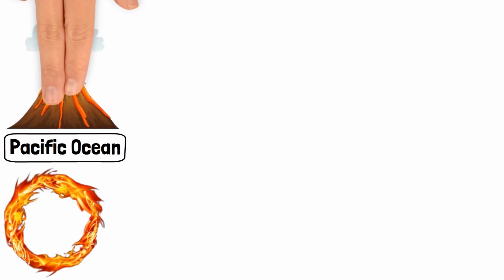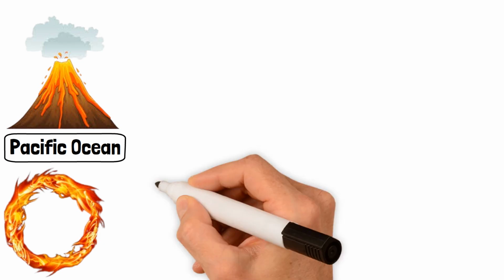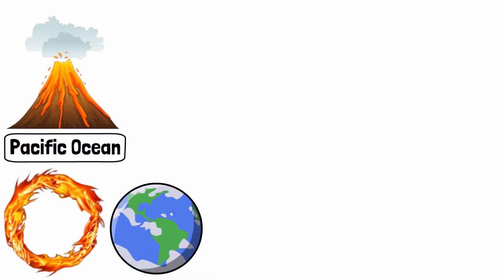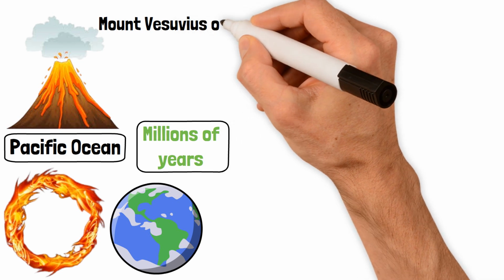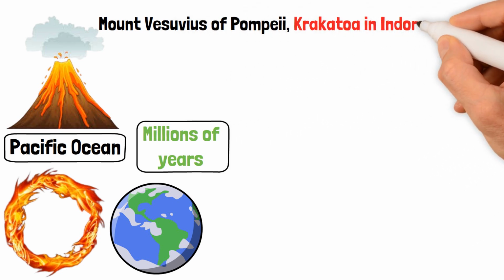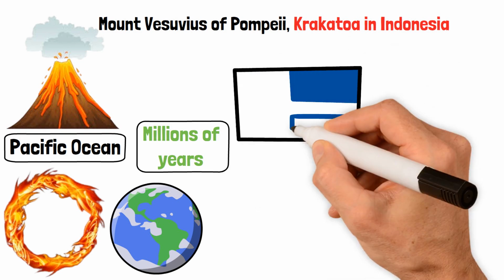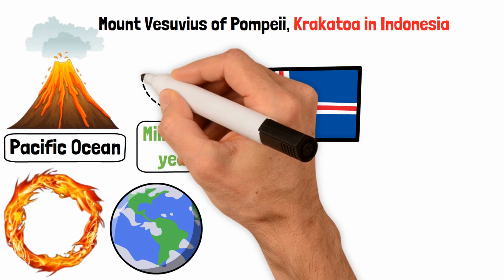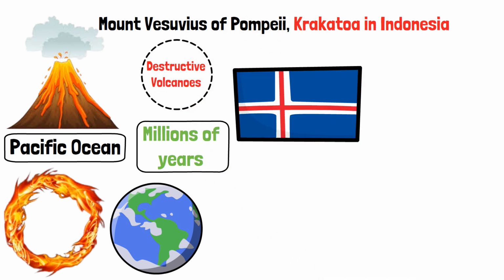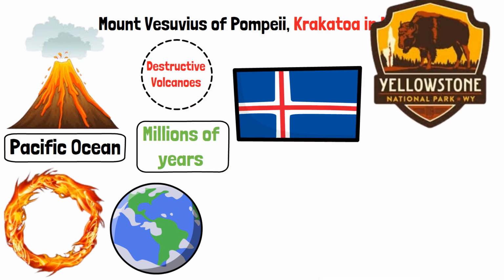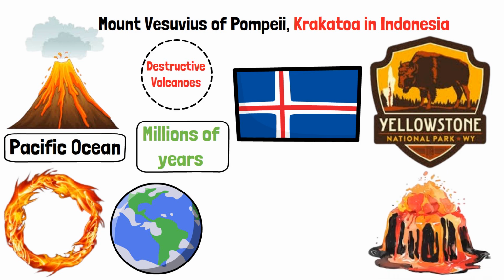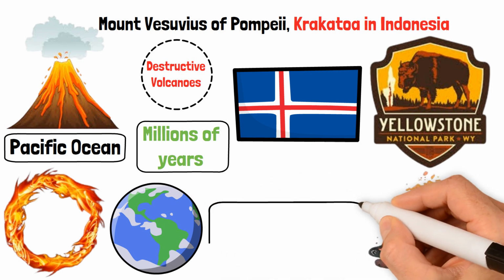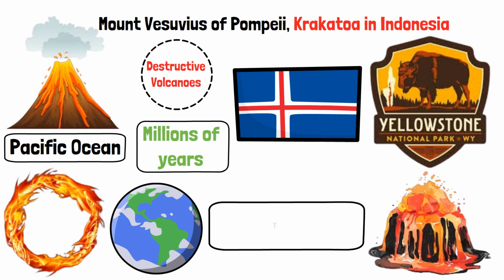In addition to the volcanoes that we have explored, our planet has been alive with erupting volcanoes for millions of years. Mount Vesuvius of Pompeii, Krakatoa in Indonesia, and the volcanic complex in Iceland are among the most terrifying and destructive volcanoes. Furthermore, deep beneath Yellowstone National Park are enormous chambers of molten magma that, at some point in the future, may make their way to the surface and become the most tremendous supervolcano ever.